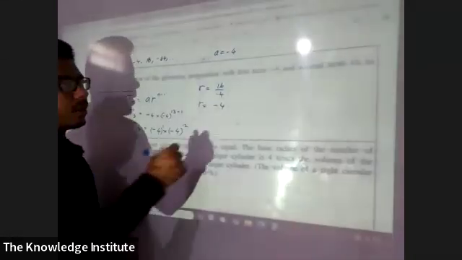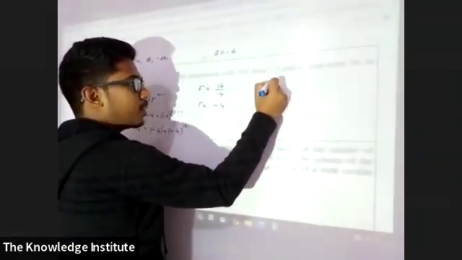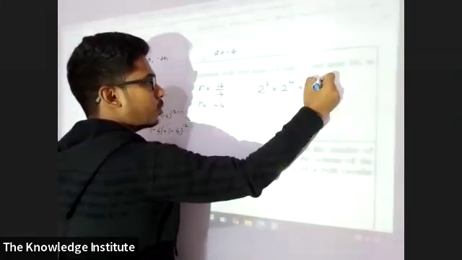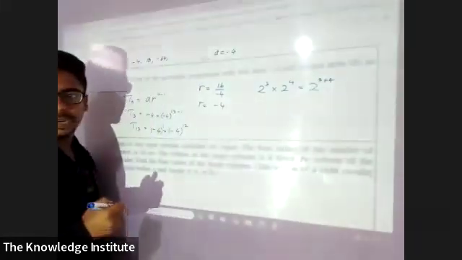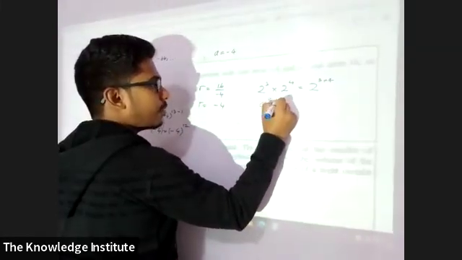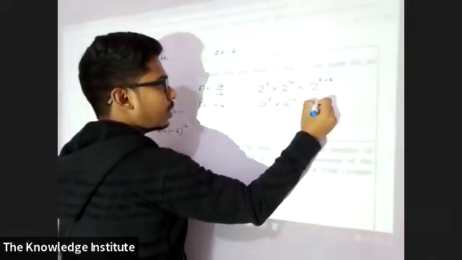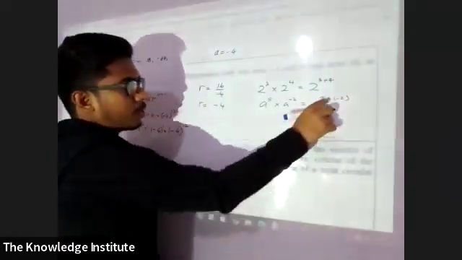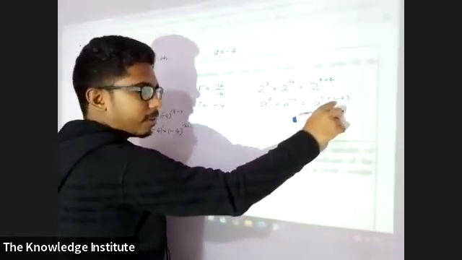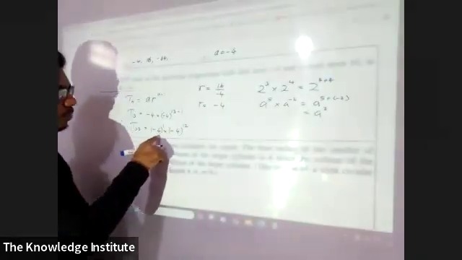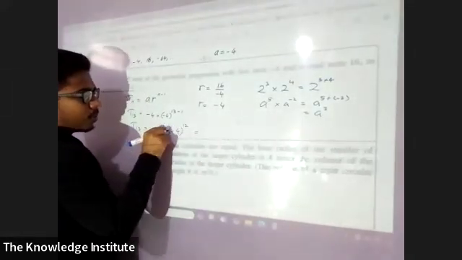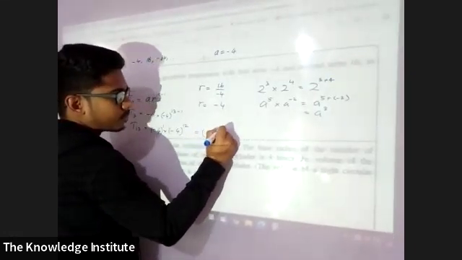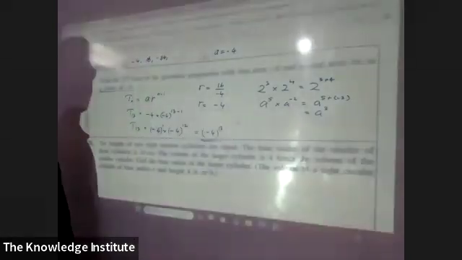You have studied in indices that if the bases are the same, like 2 to the power 3 into 2 to the power 4, then you can add the powers: 2 to the power 3 plus 4. Likewise, 8 to the power 5 into 8 to the power minus 2, we write 8 to the power 5 plus minus 2, which is 8 to the power 3. So likewise, here I can write minus 4 to the power 1 into minus 4 to the power 12, 1 plus 12, so 13. You got that?